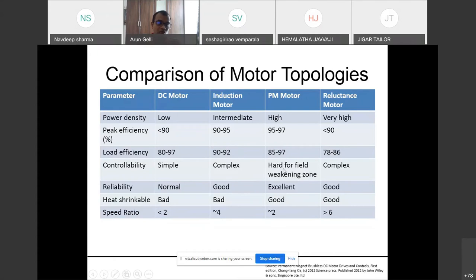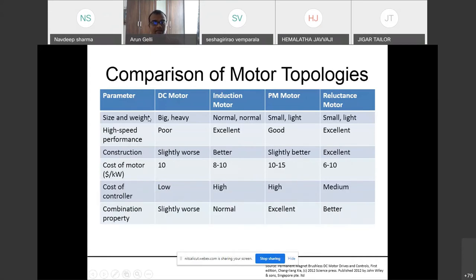Controllability, yes, though it is hard in the field weakening zone, there are a lot of control algorithms available now. It is no more a challenge for controlling a permanent magnet machine, and permanent magnet machines are also relatively easier when compared to other machines. Reliability is good, and the heat shrinkable or the speed ratios are also good when compared to other machines. And size and weight is also another factor. This can be achieved with these permanent magnet machines.